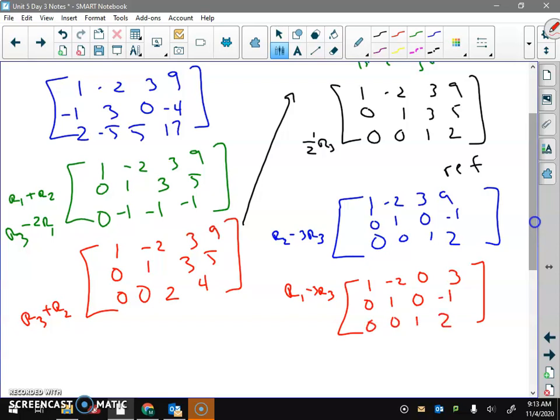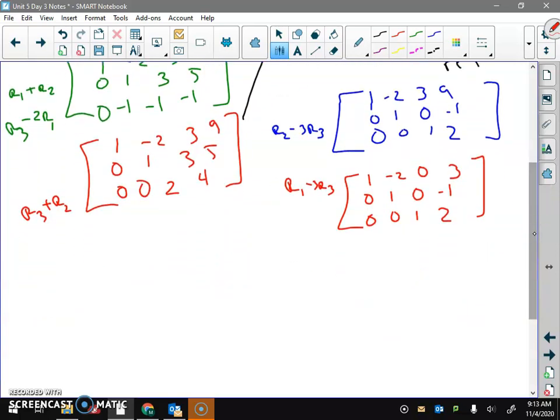I know what y is. I know what z is. I'm going to find x on this iteration right here. I'm going to use row 2 to get rid of that negative 2. Row 1 plus 2 row 2s.